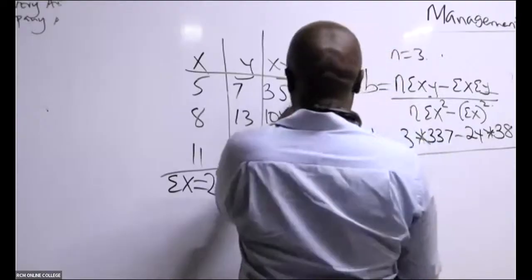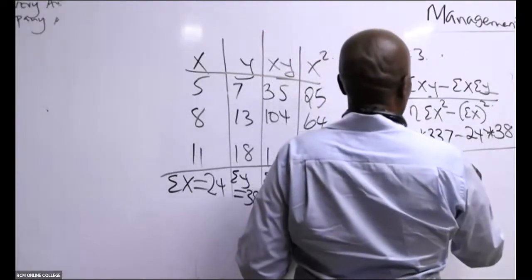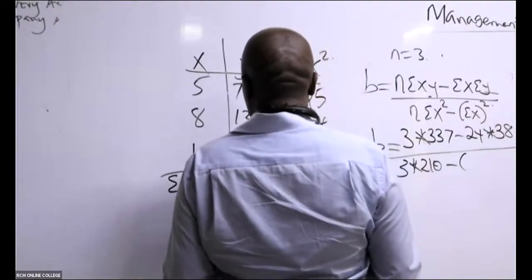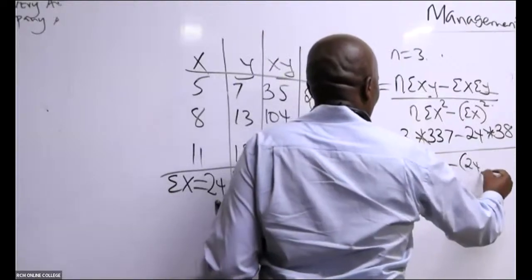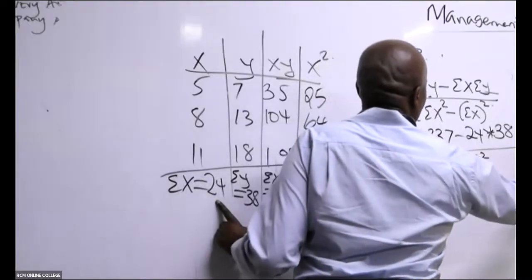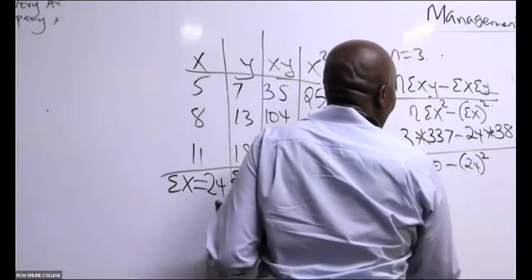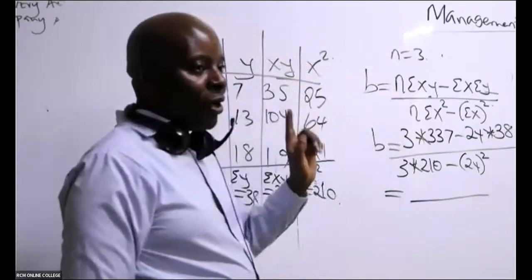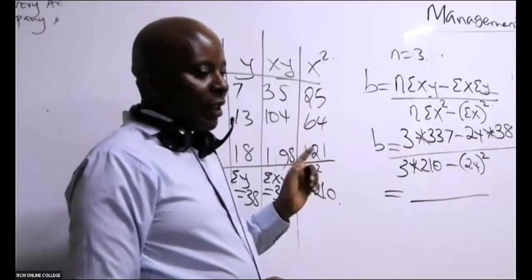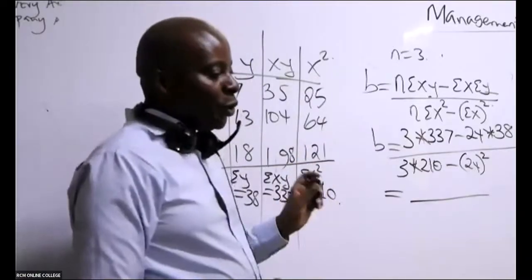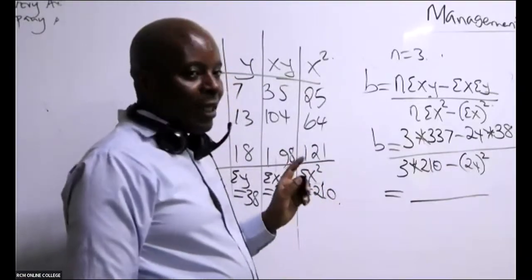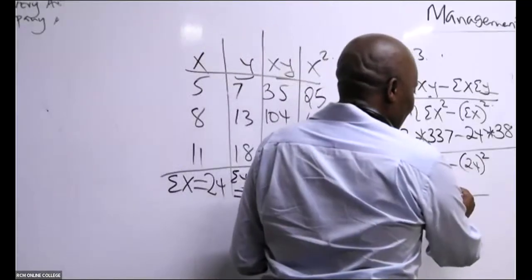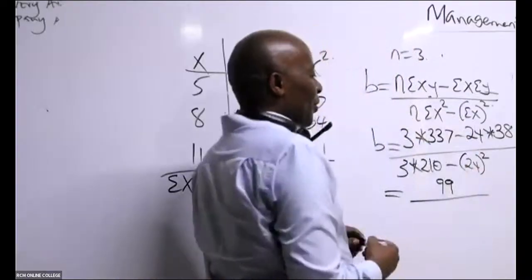Sigma x squared. What is our sigma x squared here? 210 minus, in brackets, sum of x, which is what here? 24. And then we square. So then go ahead and give me the numerator. Please carry out the numerator alone. So say 3 times 337 minus 24 times 38. 99. Thank you so much.